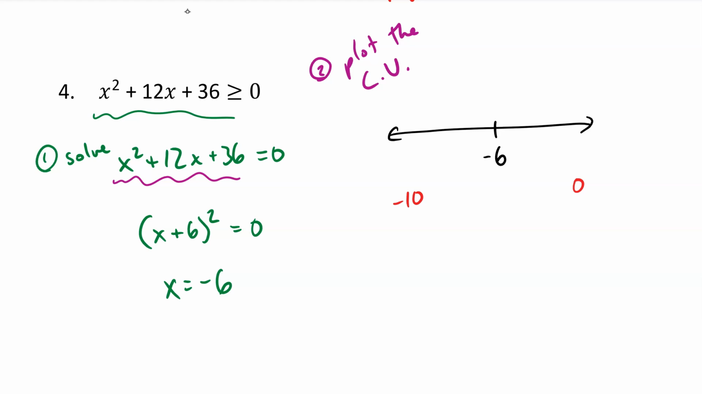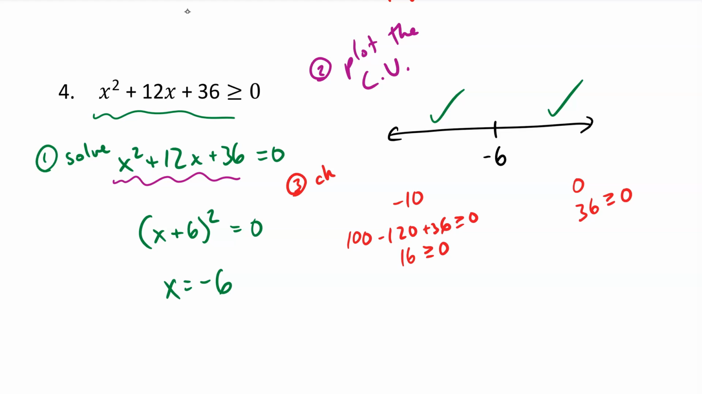If I plug 0, I get 36 is greater than or equal to 0. If I plug in -10, I get 100 minus 120 plus 36, which is a little harder to work out here, but I get a positive 16 from that. So both of these satisfy the inequality, so both of those regions work. So I just did my third step, checking the regions with test points.